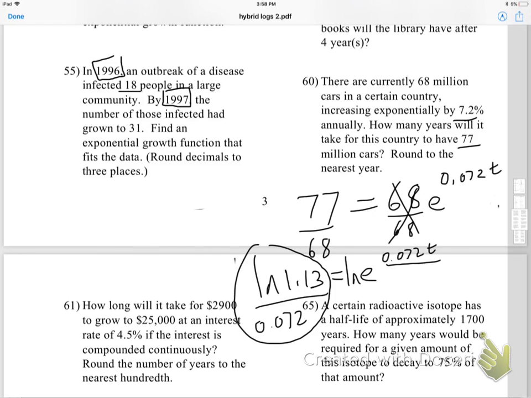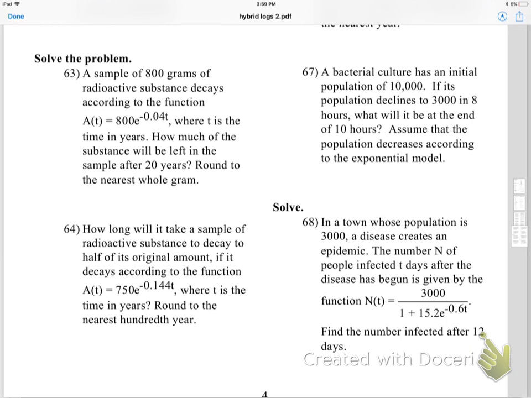Let's have a look at some decay rate ones, because decay is going to have a negative growth rate. So a sample, let's have a look. How long a bacteria, how about 67 looks quite nice. The initial population is the bigger amount this time. It ends up going to 3,000 because it's decaying, in 8 hours. So I don't know what k is, but I know that t is 8. There's the setup.